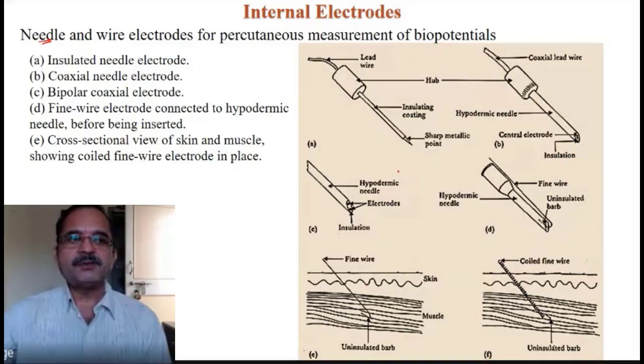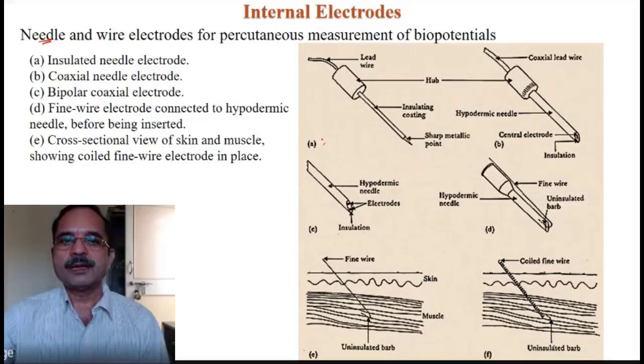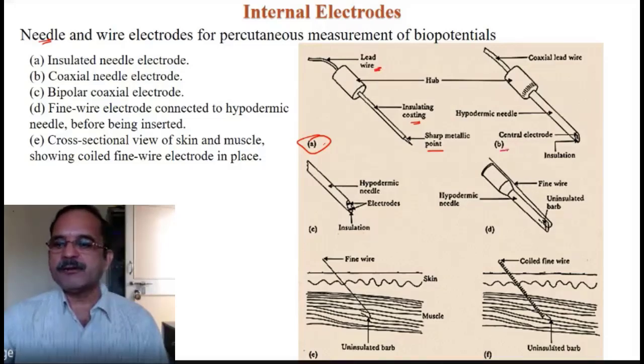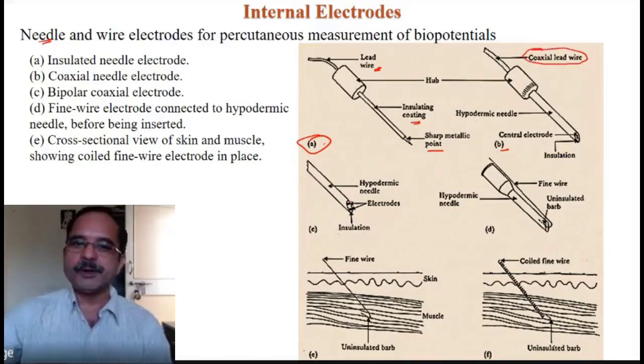So in this diagram, various types of needle electrodes are shown. The first one, A, is an insulated needle electrode. You can see the sharp metallic point, that is the needle, the insulating coating outside, and the lead wire. Then B, the second one, is a coaxial needle electrode. It is just like a coaxial tube: there is an insulation, a central electrode, and the outer electrode called the hypodermic needle. It is just like a coaxial cable.